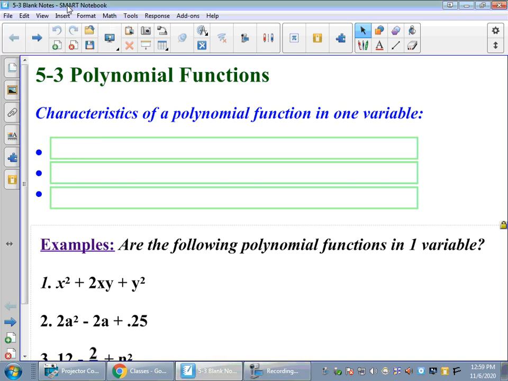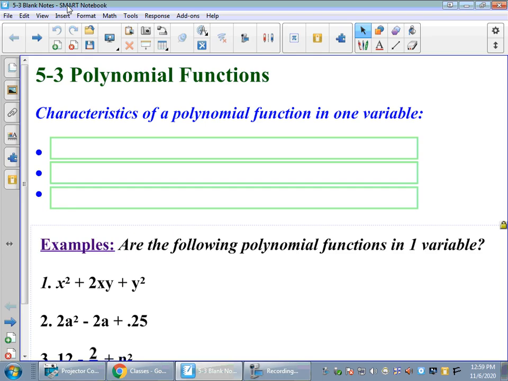These are your 5-3 notes on polynomial functions. We've been studying polynomials: adding, subtracting, multiplying, dividing them. Now we're going to look at what it looks like to graph them. Lots of information today, a lot of new terminology, so the notes are a little long. I'm going to try to go quickly for you. Various different concepts, but not too difficult.